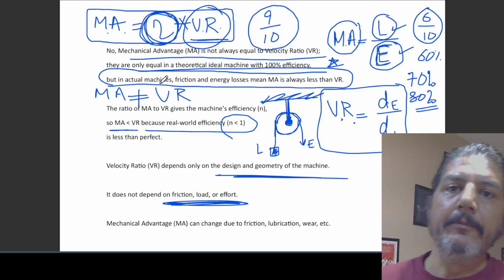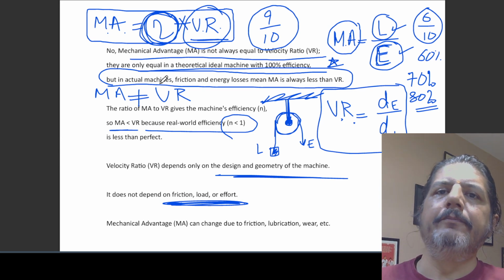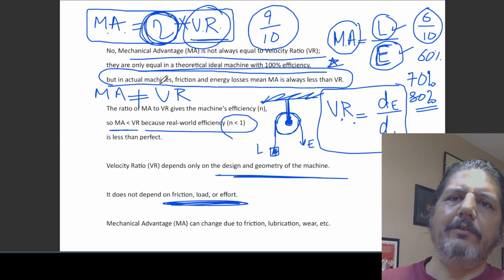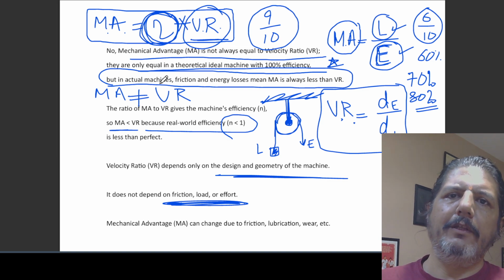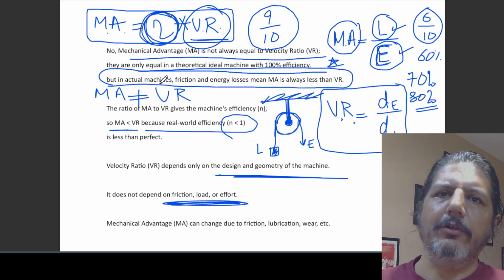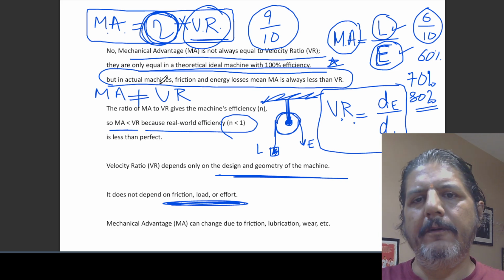So remember that in a non-ideal machine, if you are given an efficiency of less than 1, such as 60, 70, 80%, then the mechanical advantage would be less than the velocity ratio. So I hope this was useful.